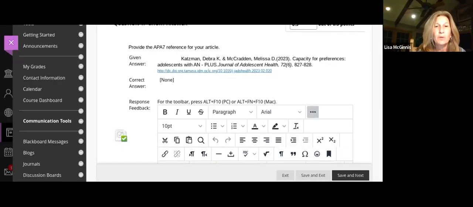So first of all, the APA reference for your article. Please be sure that this is in APA format. I know sometimes within Blackboard, it's hard to get the indentions correct. I know that can be difficult, but the reason I want you to make sure it's in APA format is because this is going to make your life so much easier when you get to your lit review, to put your reference page together if this is already taken care of for you.